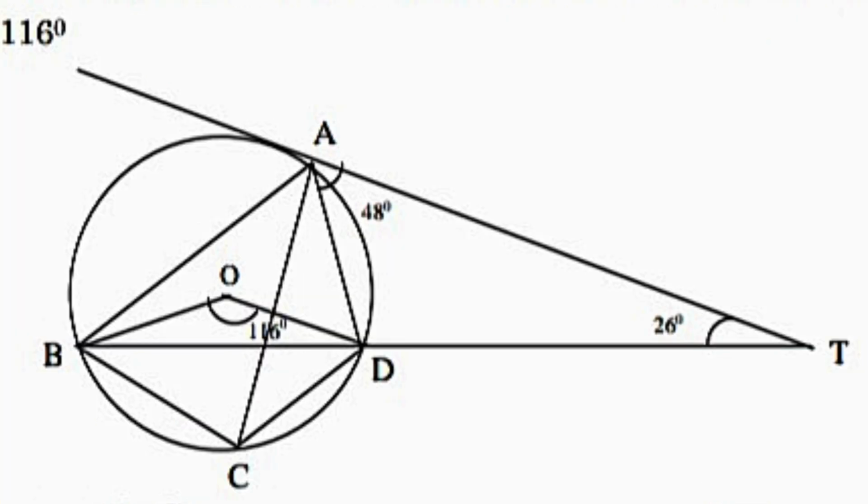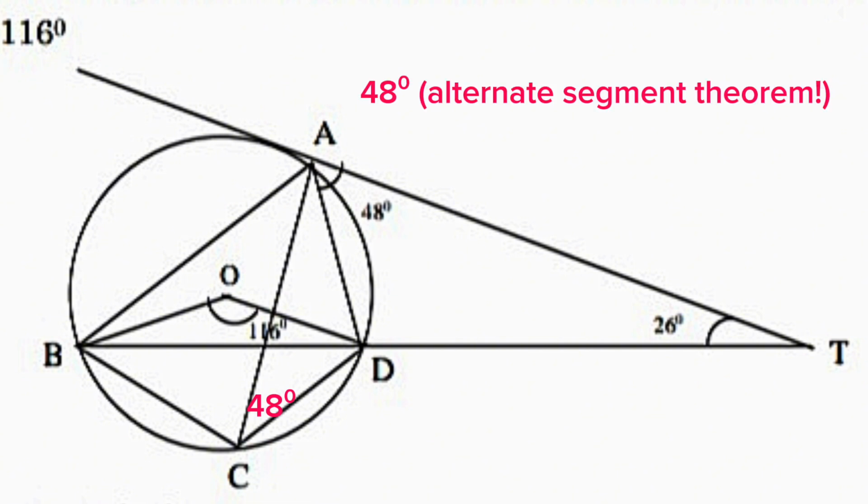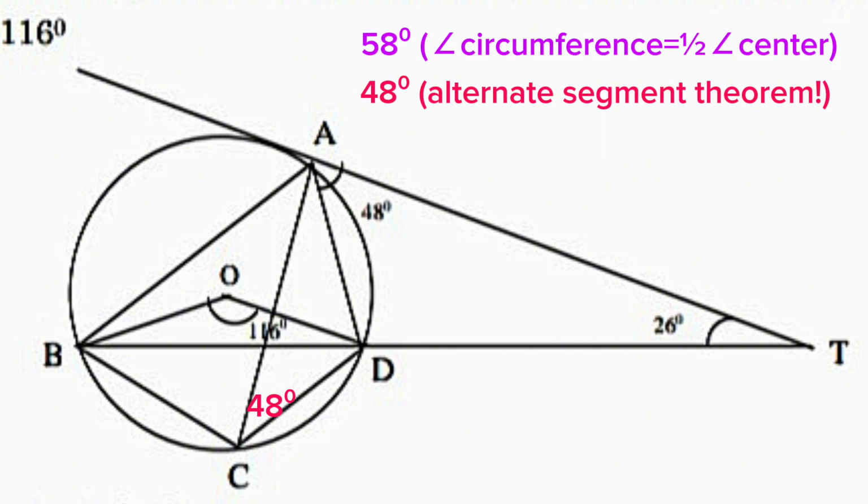When you have the angle formed between the chord and tangent to a circle, it will be the same as the opposite interior angle. So angle A 48 degrees will be the same as angle C 48 degrees. This rule is called the alternate segment theorem. We will have angle at circumference equals half times angle at center. So angle A is equal to half times 116 degrees. We have angle A equals 58 degrees.